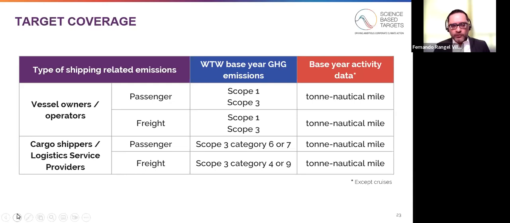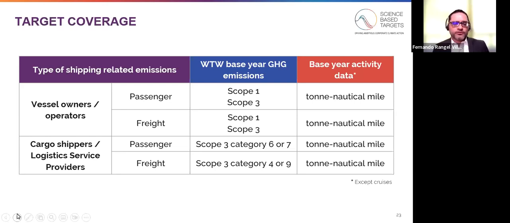So for vessel owners and operators moving passenger or freight, the well-to-wake greenhouse gas emissions would be reflected across scope 1 and scope 3 category 3. And their base year activity would be either ton nautical mile or gross ton nautical mile, as Jean-Marc explained previously.